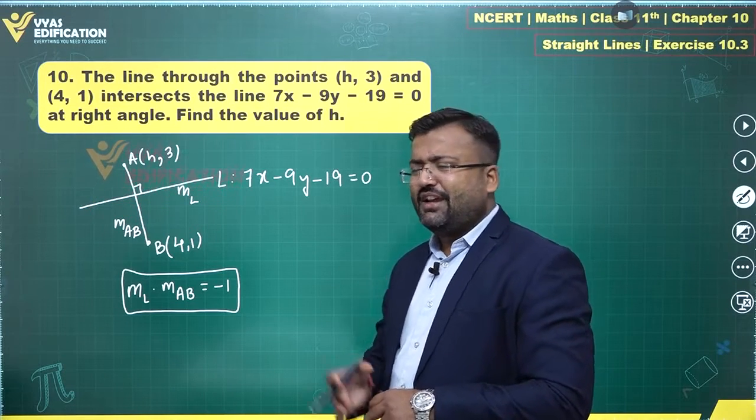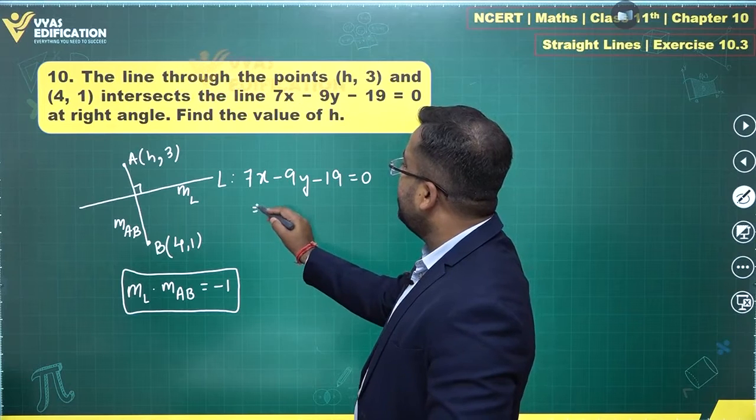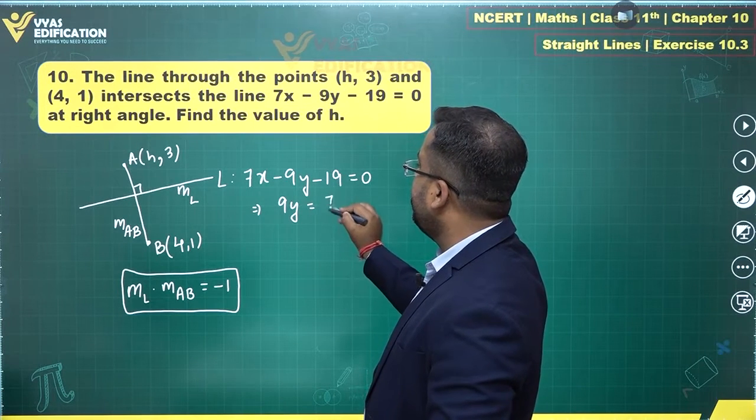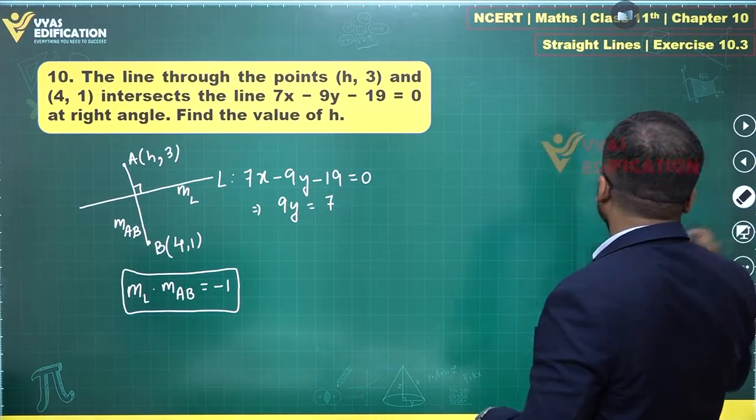Okay, but that's not the only way, there's another way, right? And we follow that way for the NCERT people. So what do they tell us? That 9y is equal to 7x minus 19. Write it in the slope intercept form.